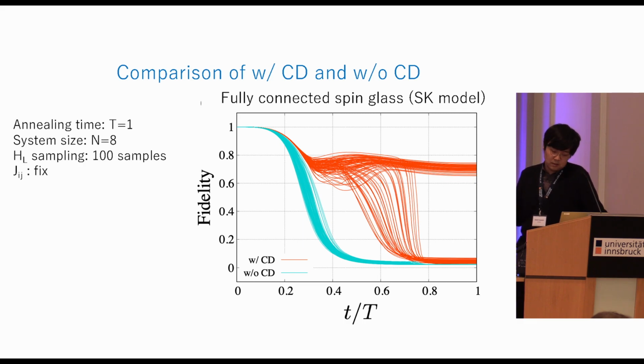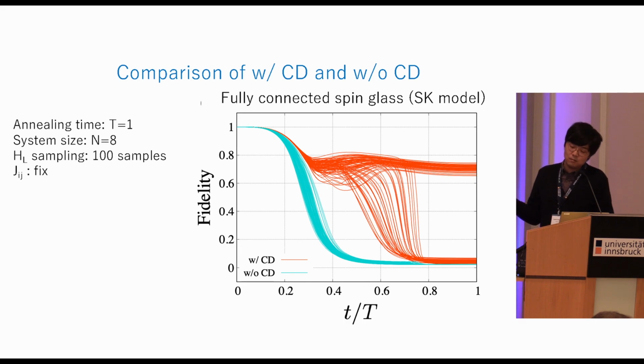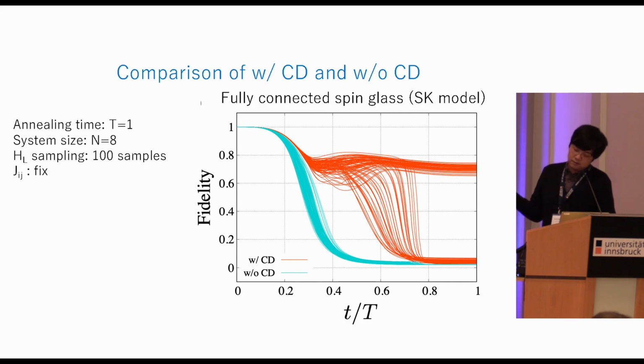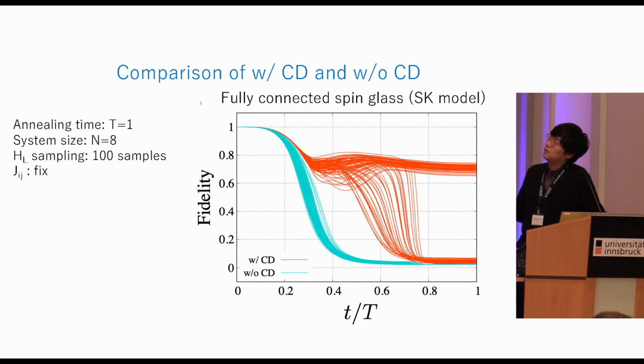In some samples, fidelity decreases, and this decrease indicates the classical dynamics of magnetization is trapped in a metastable state, and the appropriate counter-diabatic field is not realized. But I would say, if we prepare the appropriate mean field counter-diabatic term by random sampling of the longitudinal field, we can obtain the ground state with high fidelity.